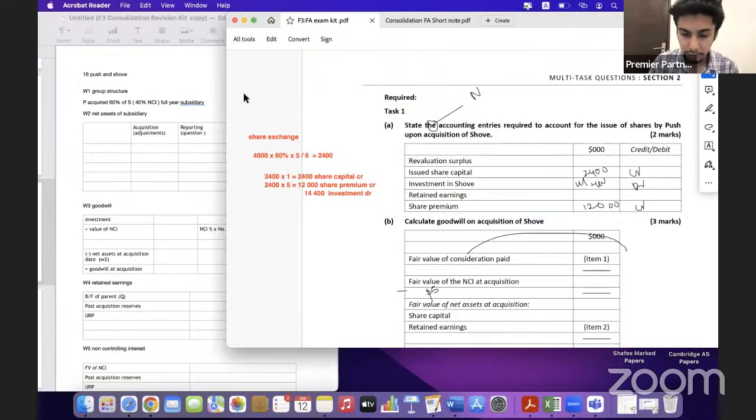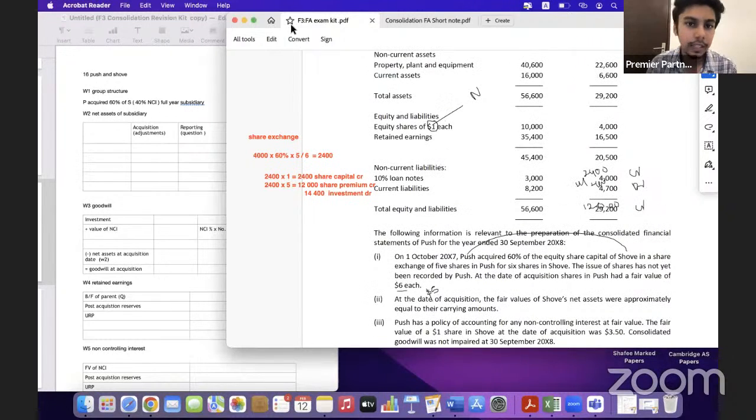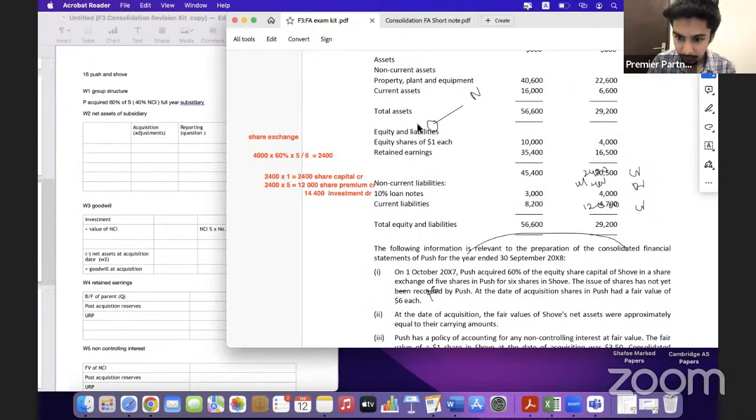Now, guys, I want you to learn one important thing here. Look at this part. Though this doesn't affect my question, I just want to show you this part. The issue of shares has not been recorded by Push. Parent didn't mark this answer yet. Can you see? The issue has not been recorded. So the parent forgot to mark it. Though this doesn't affect this question, I want you to learn properly.